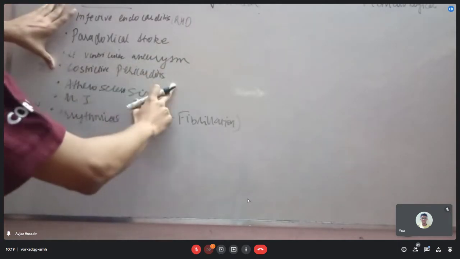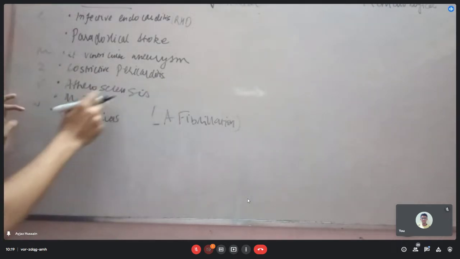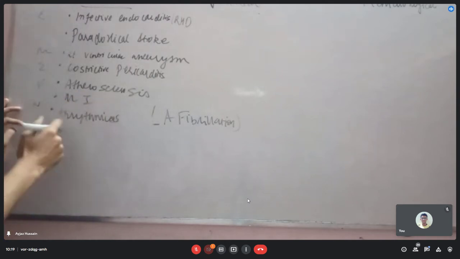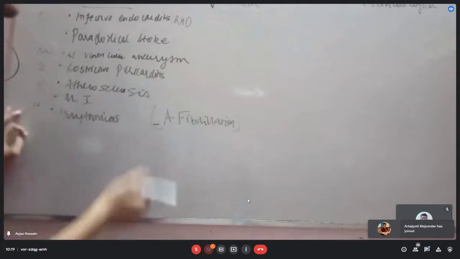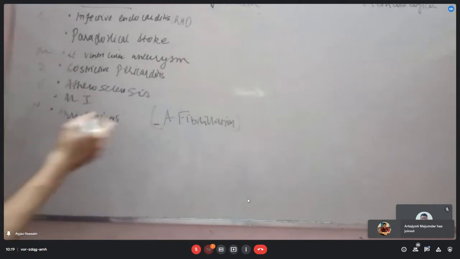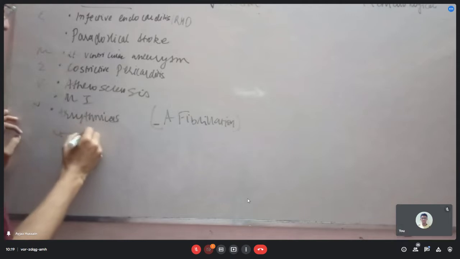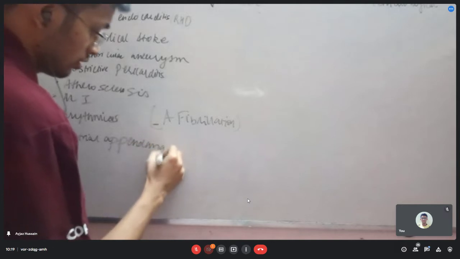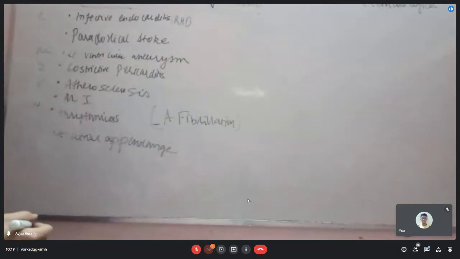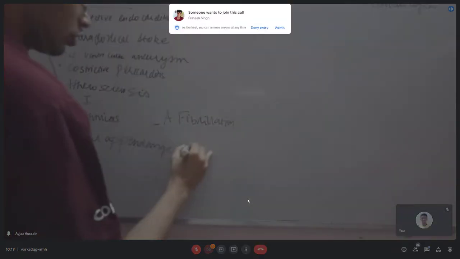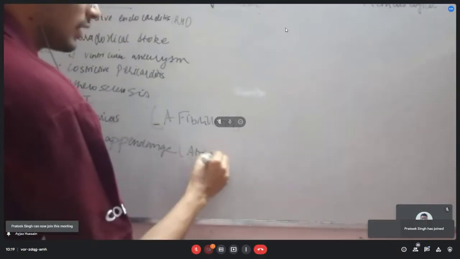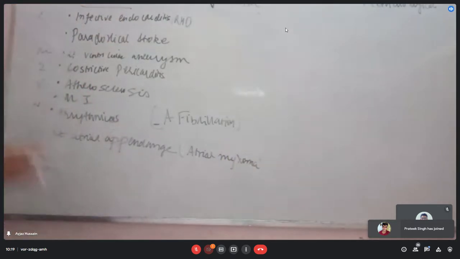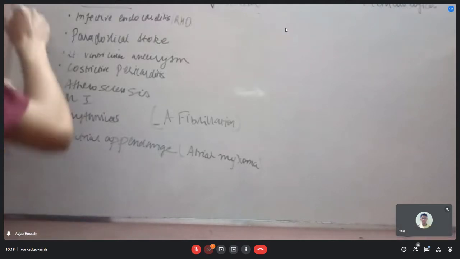In the pericardium, it will be constrictive pericarditis. Apart from that, there can be diseases of the blood vessels supplying the heart, atherosclerosis and myocardial infarction, and then it can be arrhythmias. The commonest arrhythmia that can lead to stroke is atrial fibrillation. Apart from that, there will be other causes like left atrial appendage, the left auricle. So if there's an atrial myxoma, that can lead to formation of a thrombus, and that will lead to formation of emboli that can dislodge. So these are all the cardiac causes.